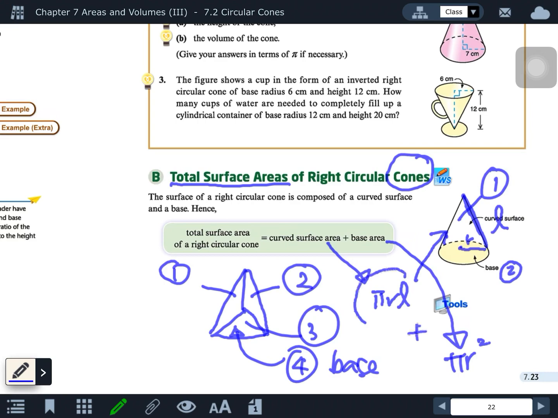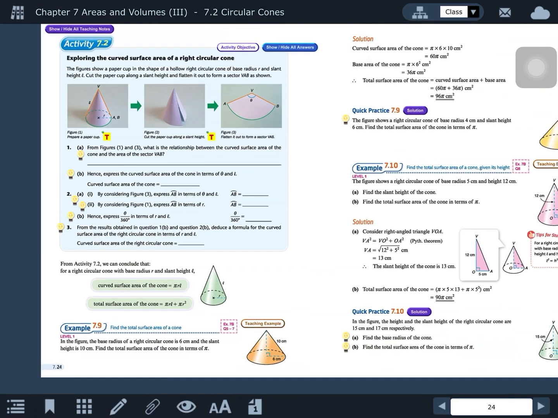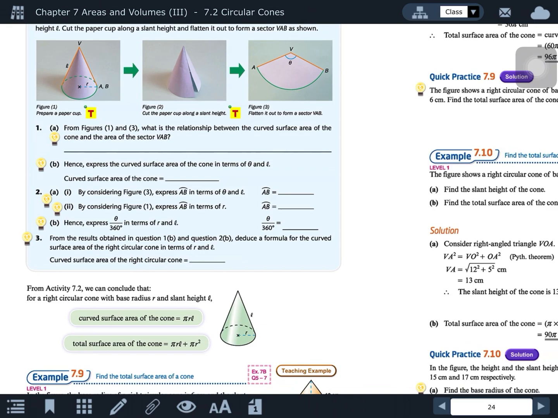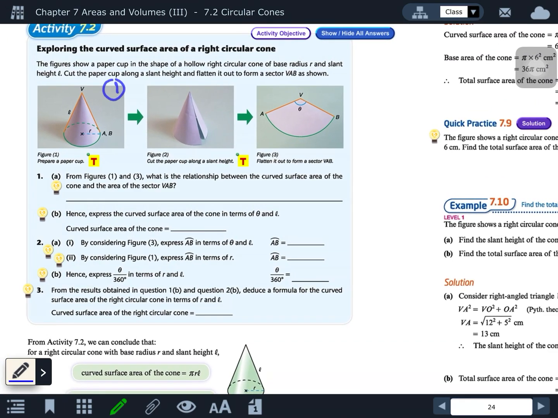Okay, why is the curved surface area in the formula pi r L? I will now show you this. This is a very good activity, I think. So we do it step by step. By considering the first figure, we get a very usual cone. What we have written before: the base has radius r, and for the slant height we use L to represent.